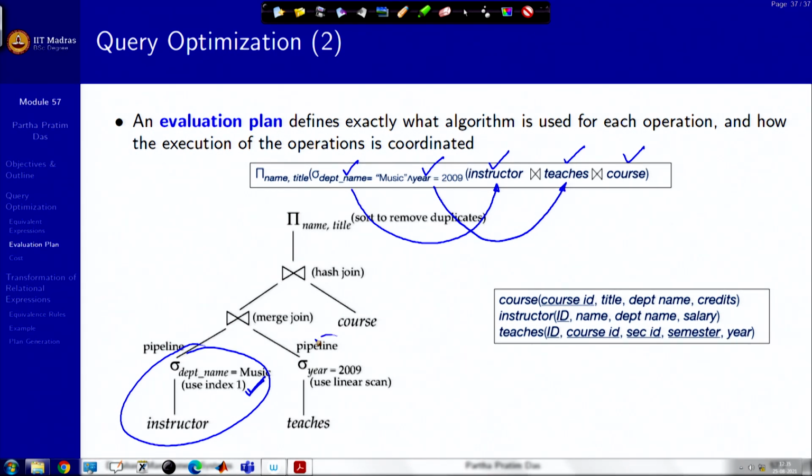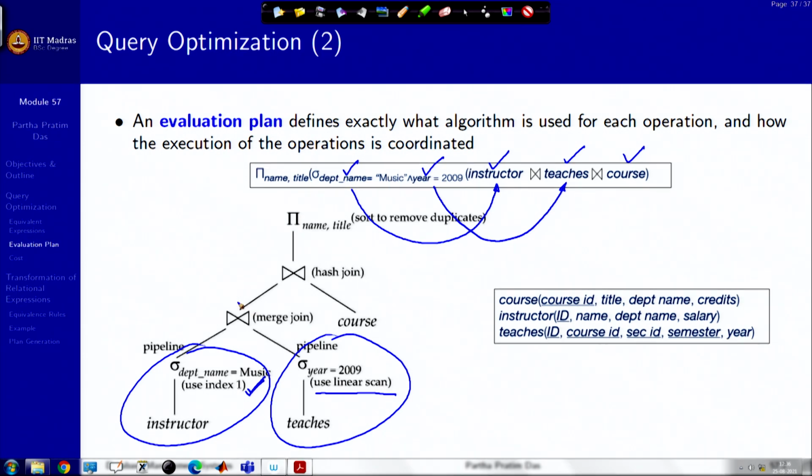So, we can also make the teachers relation smaller, but in the absence of an index we will use a linear scan for doing that. So, that is the advice to the evaluation engine, right. That is how it is becoming an evaluation plan. It is just not a representation of the query expression or the relational expression.